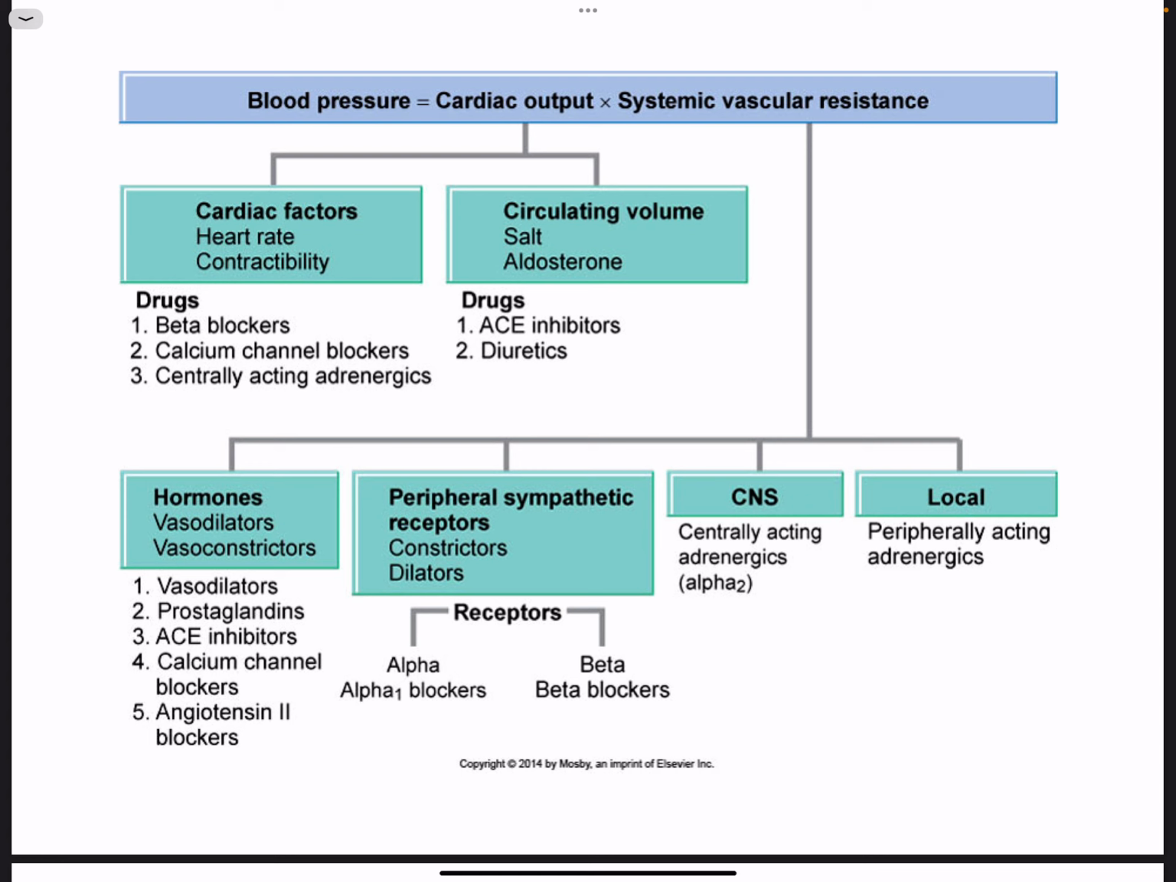Okay. Now, the next group you see, systemic vascular resistance. In systemic vascular resistance, we have hormones, vasodilators and vasoconstrictors. Vasodilators: prostaglandins, ACE inhibitors, calcium channel blockers, and angiotensin 2 blockers.